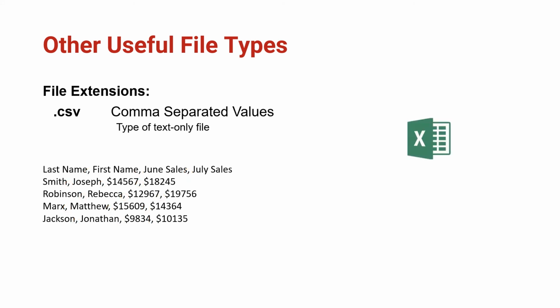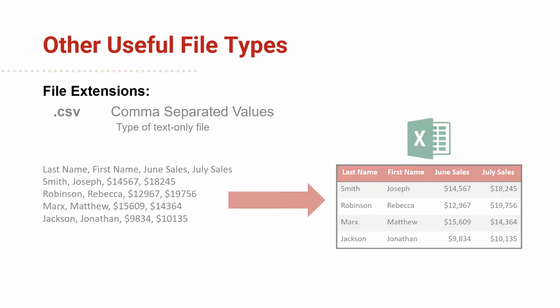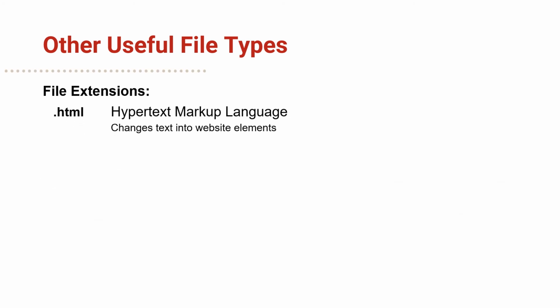Spreadsheet software, like Excel, is then able to import the data into a neatly organized spreadsheet for you to use to analyze or make charts from. It uses the commas, known as delimiters, or marks that separate data, to know when to move to the next cell on the spreadsheet. Websites use .html files, which use a special code to change text into website elements.